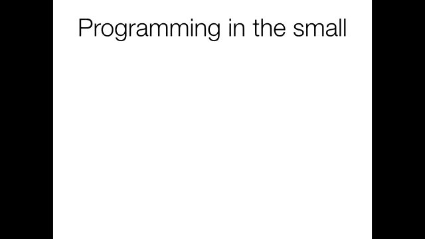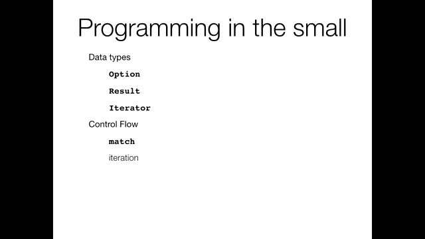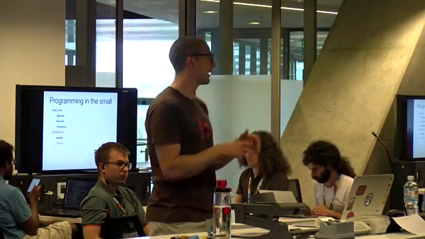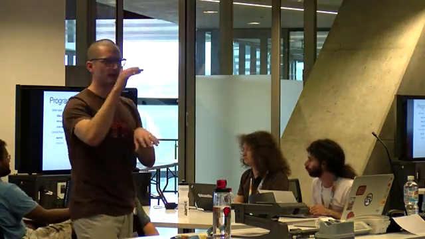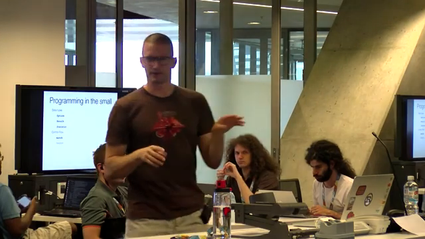Okay, so let's start programming in the small. Just to let you know what's coming up, the data types we're going to talk about: option, result, and iterator. And I reckon that in any given Rust program, maybe 50% of the types that you ever use are these three types. So these are really fundamental to Rust. And in terms of control flow, we're going to touch on the match statement, which is a pattern matching construct, and iteration in general. We're not quite going to go in this order. We're going to zigzag between data types and control flow.